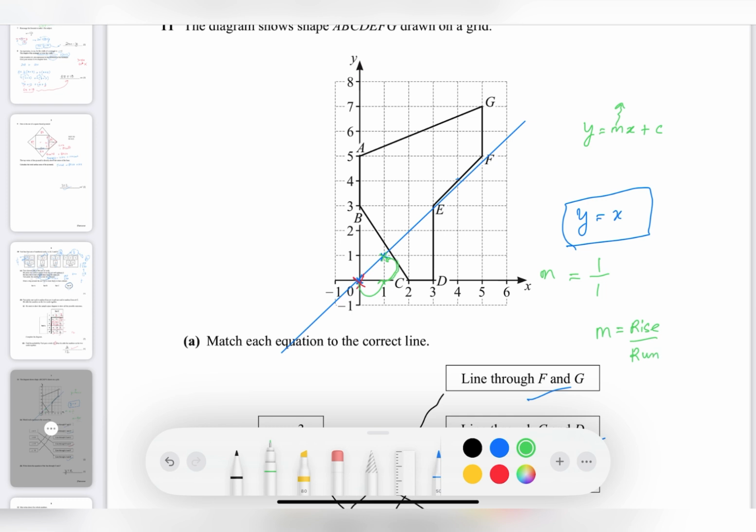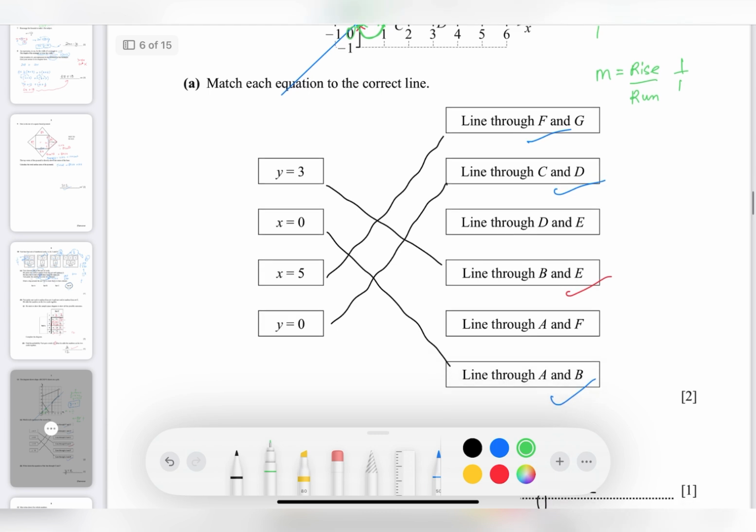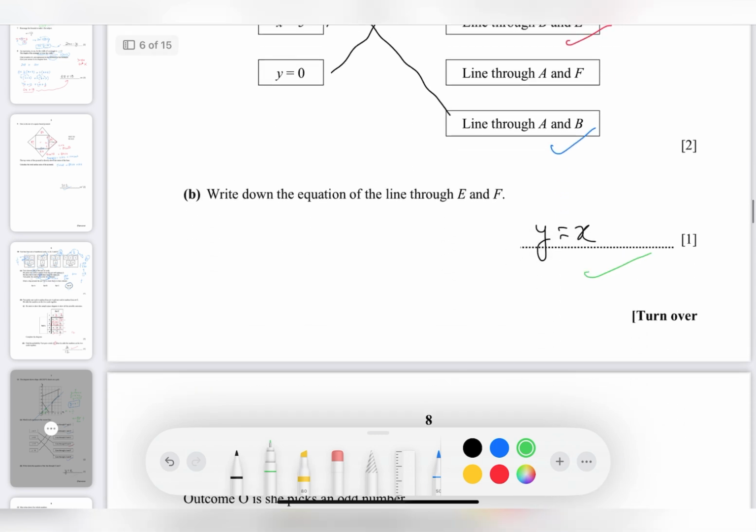How many times I'm rising here? 1, and running also 1 to reach from this point to this point. So the slope is 1 upon 1, that is 1. So we will replace m with 1, that is 1x plus c. C is y-intercept. Over here y-intercept is 0. Look carefully. Yes or no? So it will be y equals to 1x plus 0, that is y equals to x is the equation of this line. And you got this one also, learners.